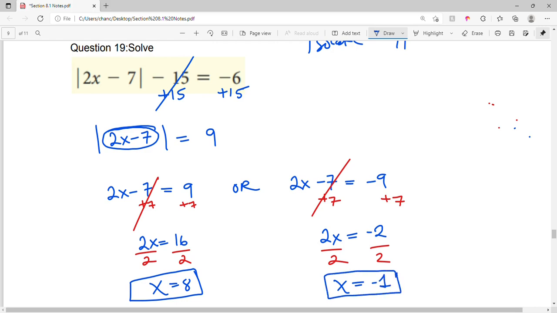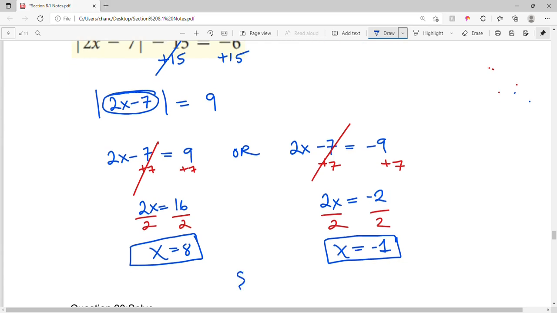Now you can check your work. You can plug in the 8 for the x and make sure the equation is true. And then you can try the same thing with negative 1. So you can always check your work for these problems if you have time. Alright, but let's write our answer. We have negative 1 as our first solution and positive 8 as our second solution.